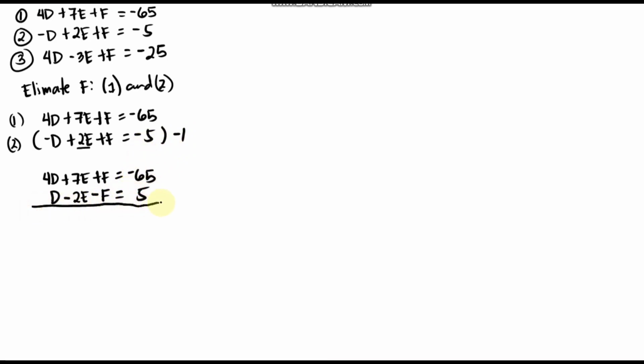Then you need to add 4d plus d, that is 5d. 7e minus 2e, that is positive 5e. Then positive f minus f, so ma-eliminate na ito. So that equals negative 65 plus 5, so that is negative 60. So ito na yung equation 4 natin. Equation 4.